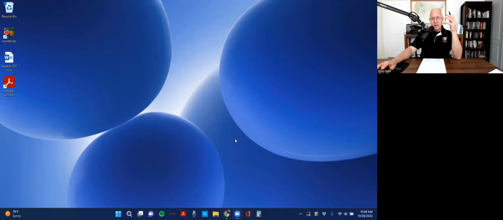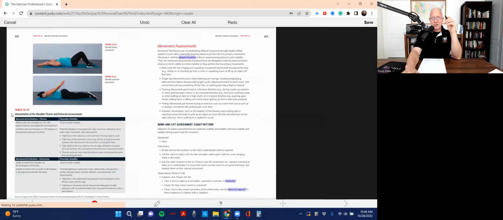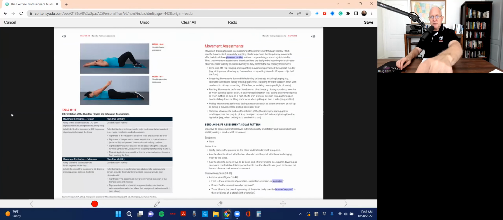Now, again, for the most part, if you're going through the chapter and just trying to study, obviously learn the assessments themselves. Let me go ahead and pull this up for you. Learn the assessments, right? The muscular assessments. And again, this is right here. You can see we're at page 432, 433. This, of course, is part of the movement assessment component of chapter 10.